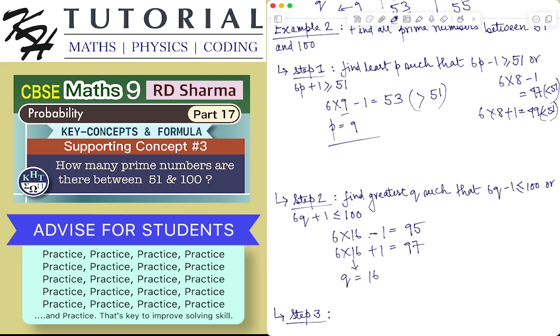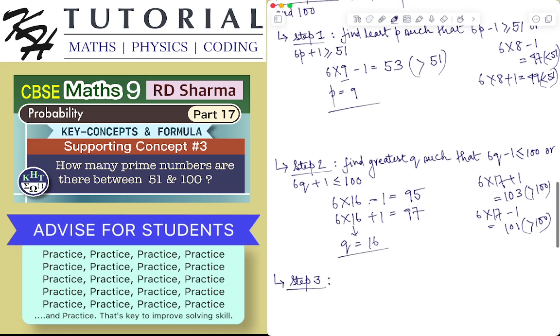natural number such that 6q minus 1 or 6q plus 1 is less than or equal to 100? If you consider 17, 6 into 17 plus 1 is definitely exceeding 100. This is 103, which is greater than 100. Also 6 multiplied by 17 minus 1 is 101. This is also exceeding 100. So definitely the largest q such that 6q minus 1 or 6q plus 1 is less than or equal to 100 will be 16.